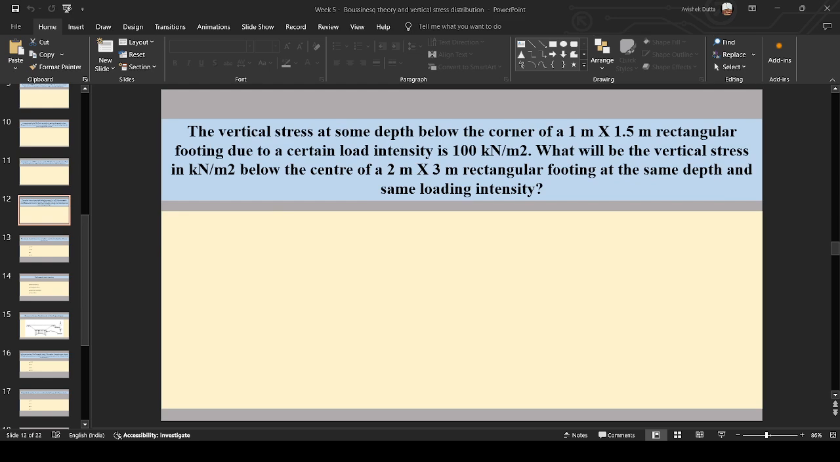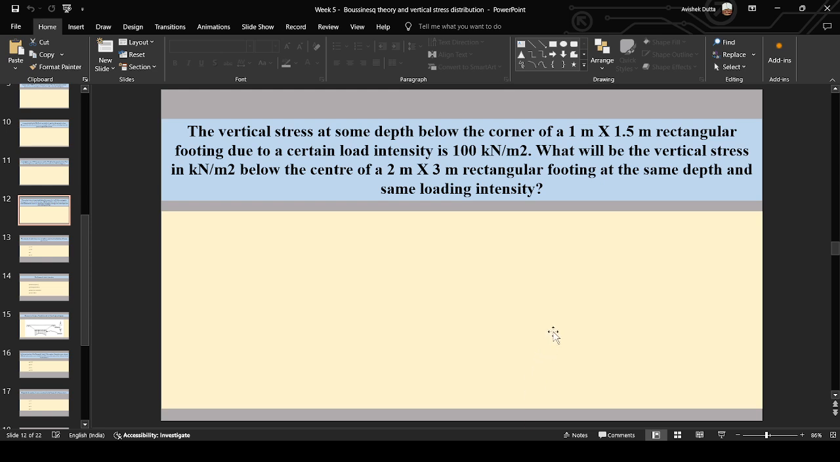Yes. The vertical stress at some depth below the corner of a 1 meter by 1.5 meter rectangular footing due to a certain load intensity is 100 kilonewton per meter square. What will be the vertical stress in kilonewton per meter square below the center of a 2 meter by 3 meter rectangular footing at the same depth and same loading intensity?